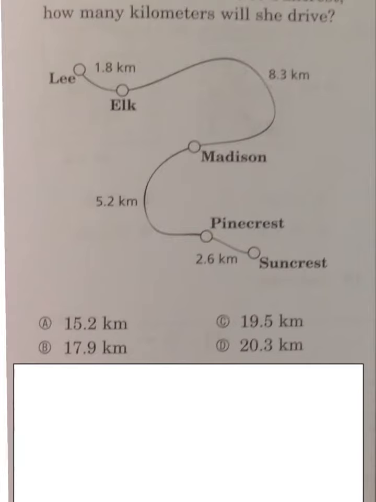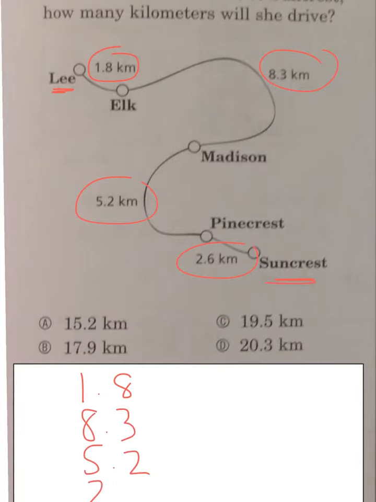Number 8, if Louise drives from Lee to Suncrest, how many kilometers will she drive? You'll see Lee here and Suncrest all the way at the end. That means that between each location, there are decimals that you will need to add up. You make sure that you line up the decimals, or you just add them in the calculator. And you will get that the answer is B, 17.9.